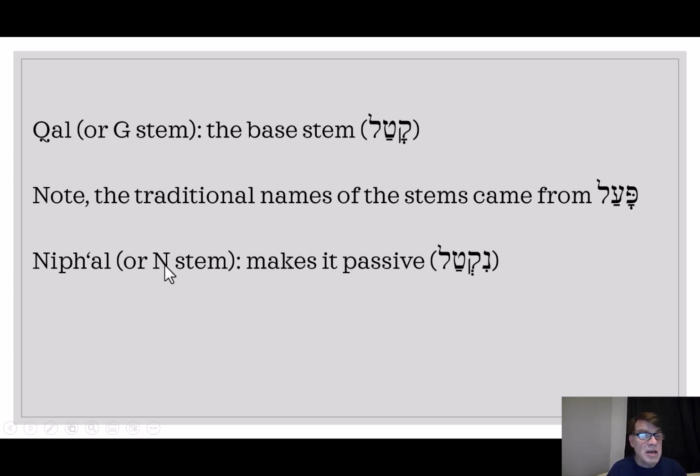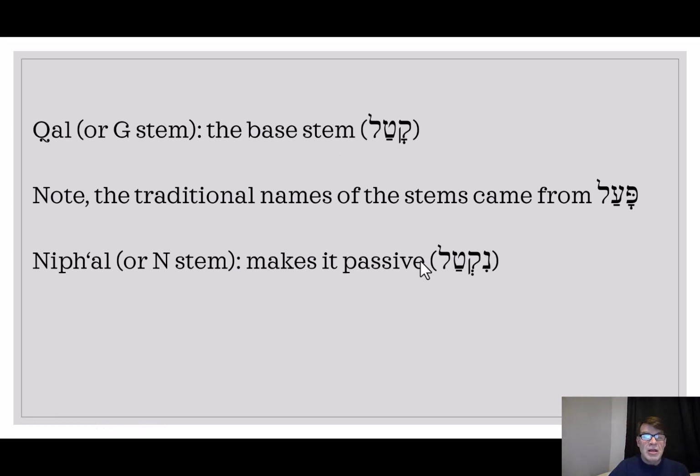Modern grammarians sometimes call it the N stem because it adds in the perfect a nun on the front. It adds an N on the front. I find that much simpler and makes more sense than to call it the Niphal stem. But you're going to see it called the Niphal stem in the literature, so I want you to know that. Let's start our Amazing Grace mnemonic here. Qatal, niqtal. Okay, Nick is tall.